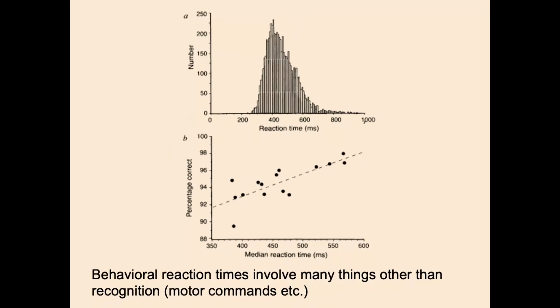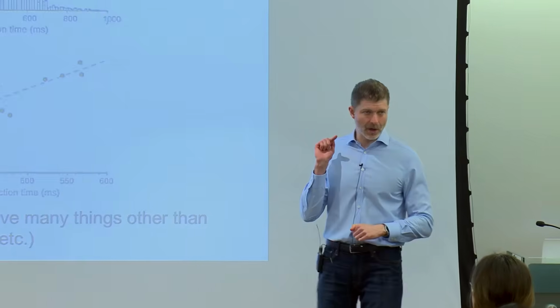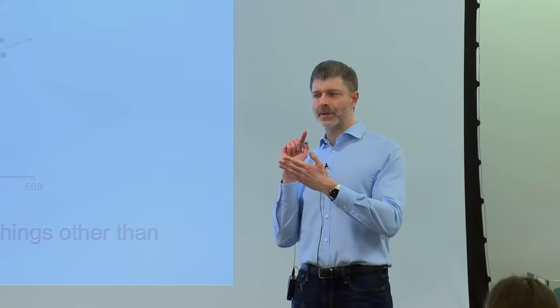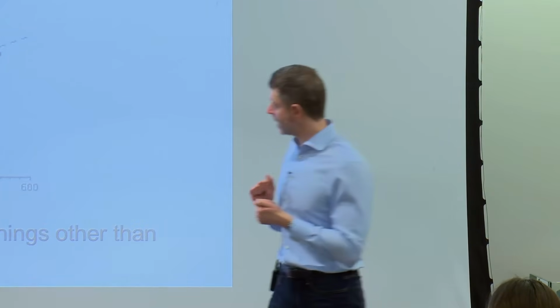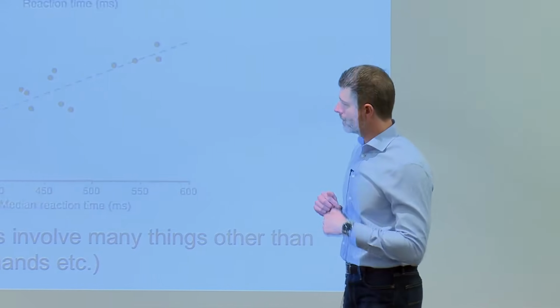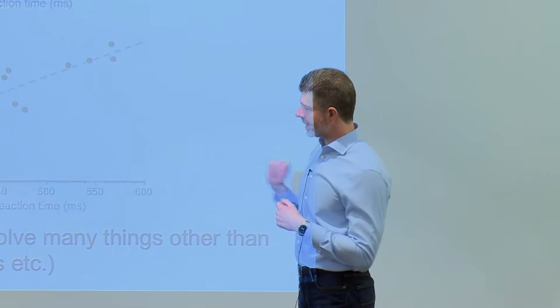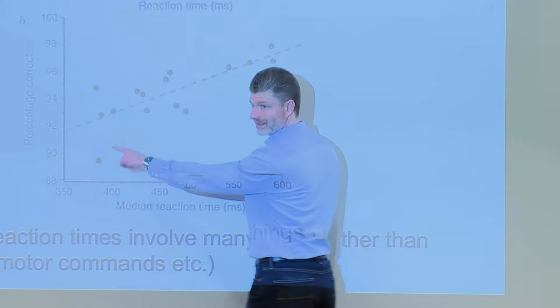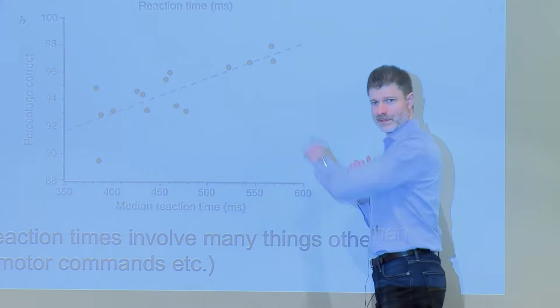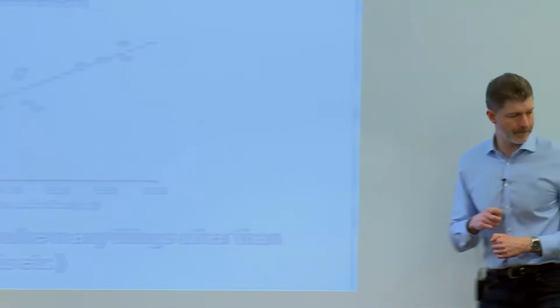This is a histogram of the reaction time. It's how long it takes people to press the button from the time in which they see the image. The average reaction time is something like 400 milliseconds. And there's a speed-accuracy trade-off. If the reaction time is shorter, people tend to be a little bit less accurate. If they take a little bit longer to make the decision, they're more accurate.